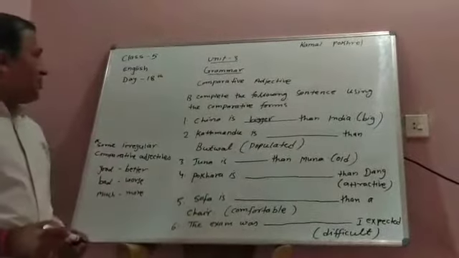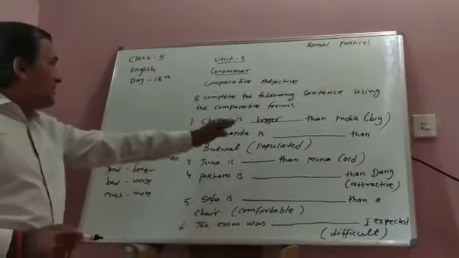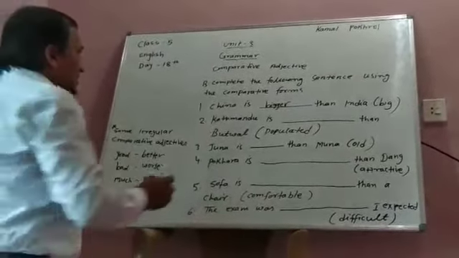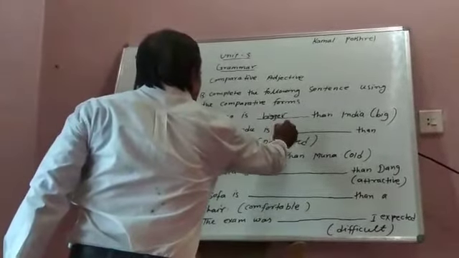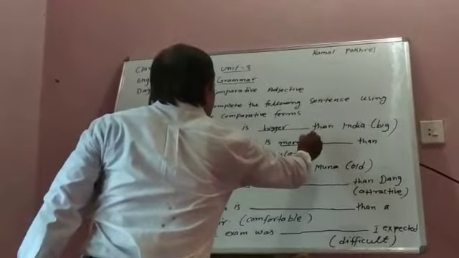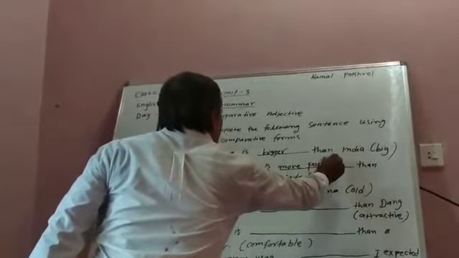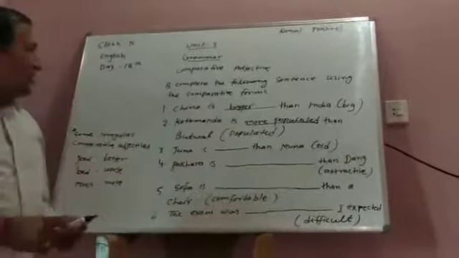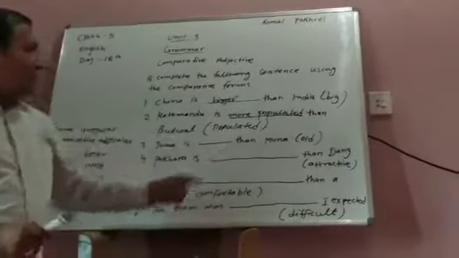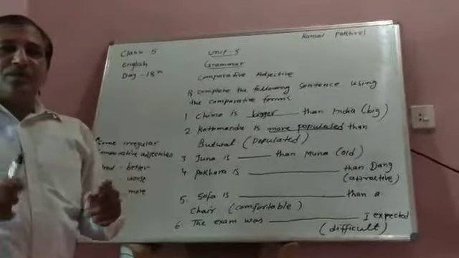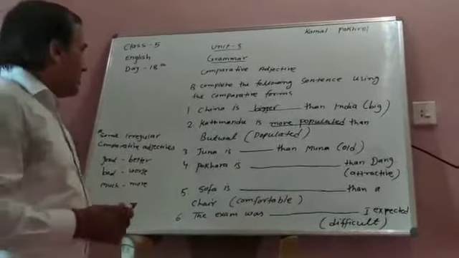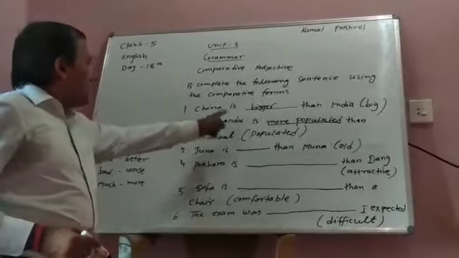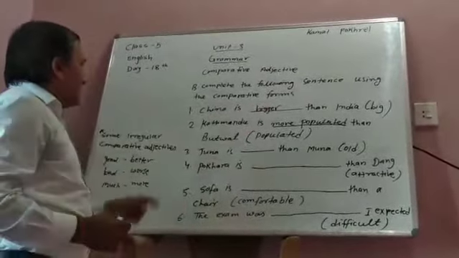Kathmandu is populated, then Butawal. It means they are more populated. Populated is a word which is formed of more than one syllable. Kathmandu is more populated than Butawal.